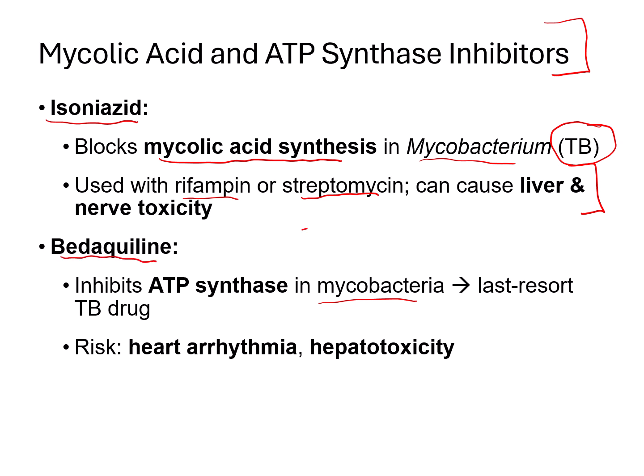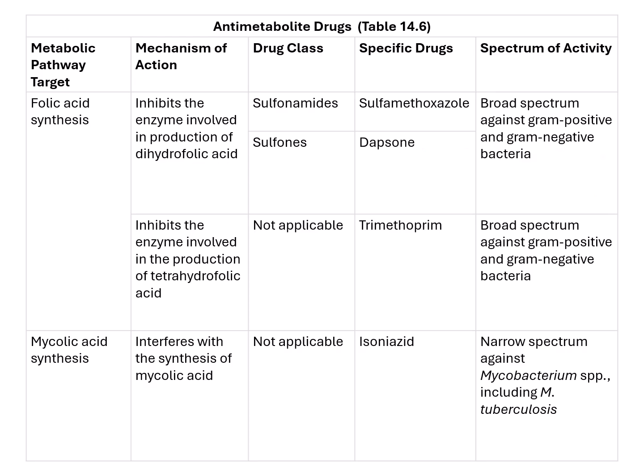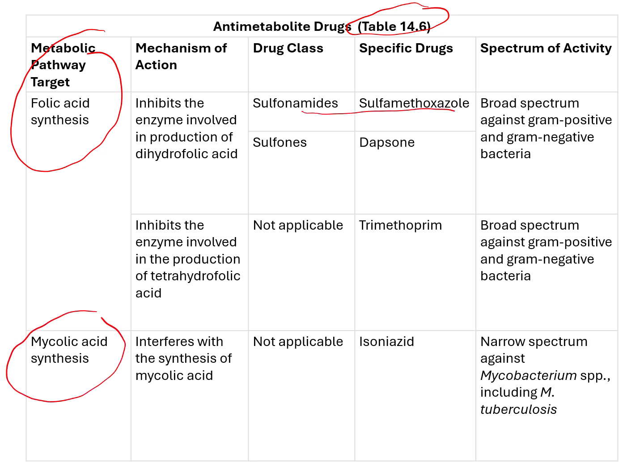Bedaquiline targets ATP synthase. This is the enzyme that makes energy for the cell, so this essentially cuts off the power supply to that cell. It's often used as a last resort tuberculosis drug because it can carry serious side effects such as liver damage or heart arrhythmias. And our book has a table here that focuses on major antimetabolite drugs like those that target folic acid synthesis or those that target mycolic acid synthesis.